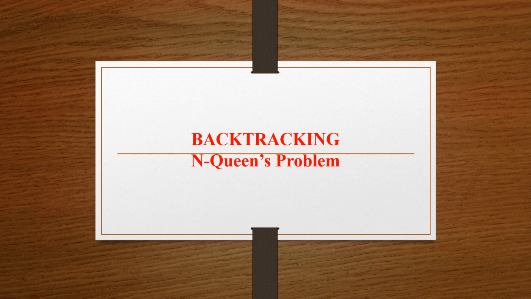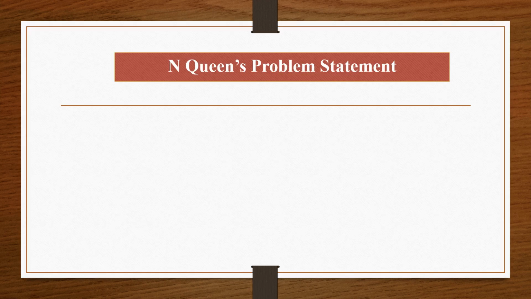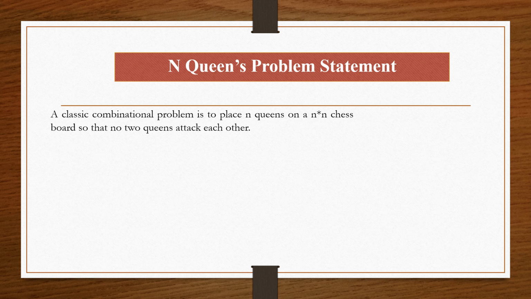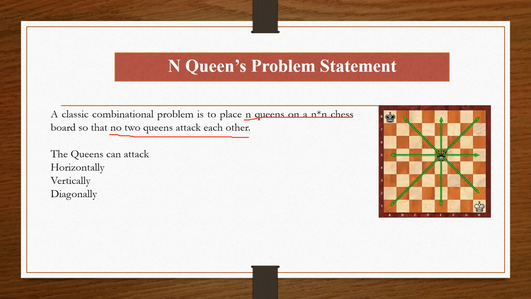In this session, we will learn how to solve the n-queens problem using the backtracking approach. What is the n-queens problem? It is a classic combinatorial problem wherein you need to place n queens on an n cross n chessboard so that no two queens attack each other. So how will the queens attack? It can be horizontal, vertical, or diagonal, as shown here.